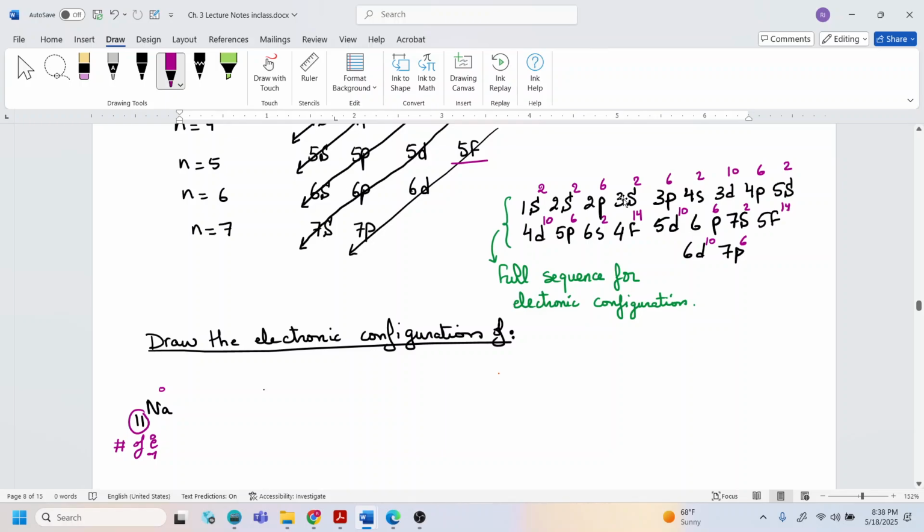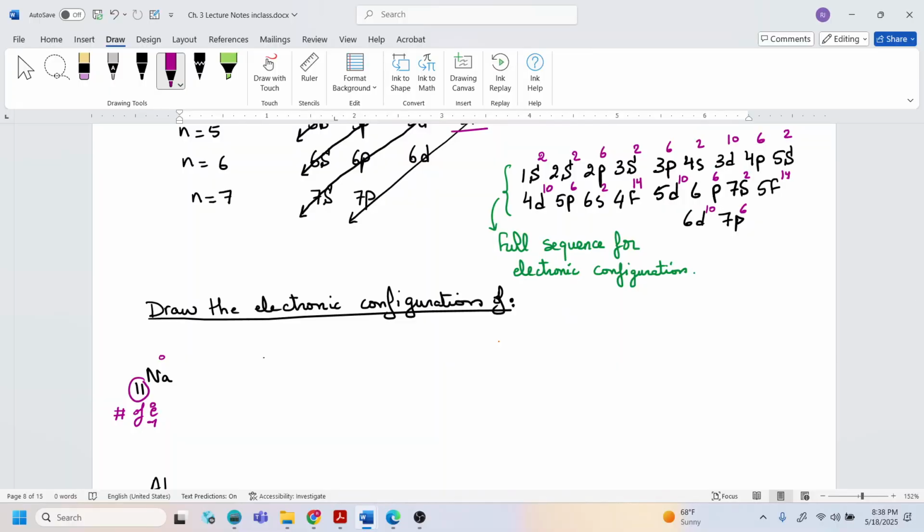This is 10. So from the s, I need just one. So if I want to draw the electronic configuration, I'm going to start with the 1s2, the 2s2, and the 2p6, right? This is 10 electrons so far. And then I just need one more because I have a total of 11 electrons. So I just need one more, which is the 3s1, not 2. So I need 3s in there, and I need just one electron in the s, and that will be a total of 11 electrons.